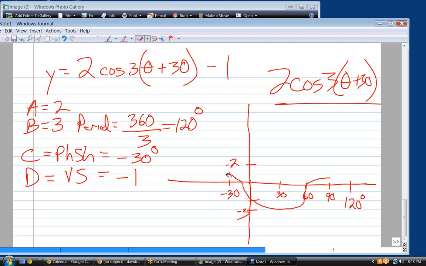Find your starting point, add your period to it, that's your ending point, divide that section into fourths, and go from there. Anytime you have a phase shift, I believe this is the way you should do it. It's to find that starting point and ending point.